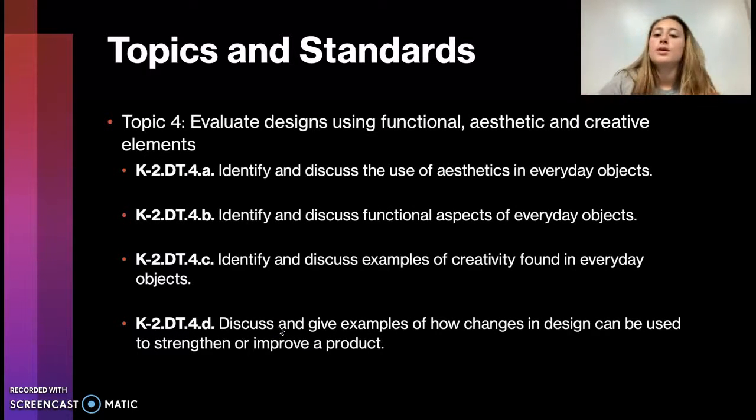The fourth topic is evaluate designs using functional, aesthetic, and creative elements. And there are 4 standards within this topic. The first one is identify and discuss the use of aesthetics in everyday objects. The second one is identify and discuss functional aspects of everyday objects. And the third one is identify and discuss examples of creativity found in everyday objects. And the last one is discuss and give examples of how changes in design can be used to strengthen or improve a product.